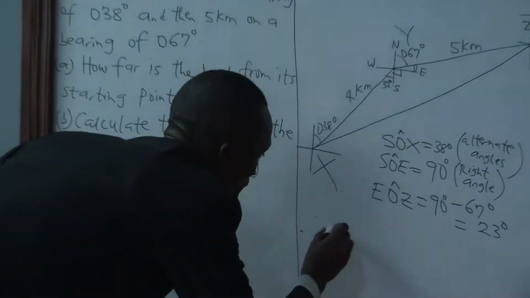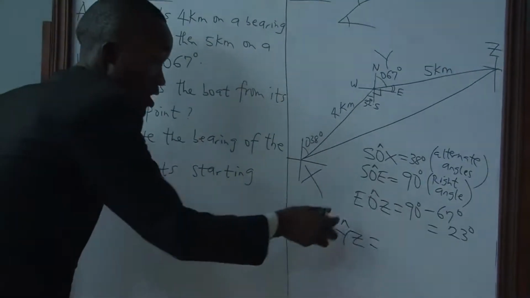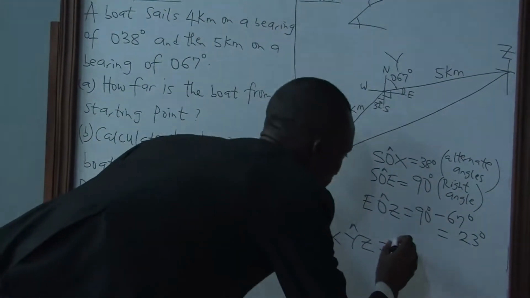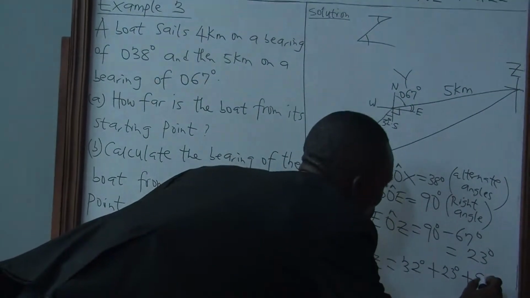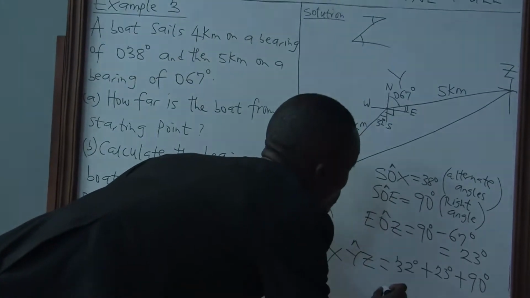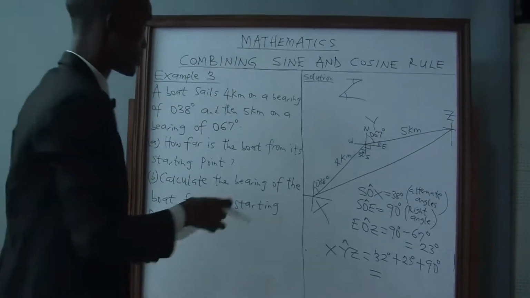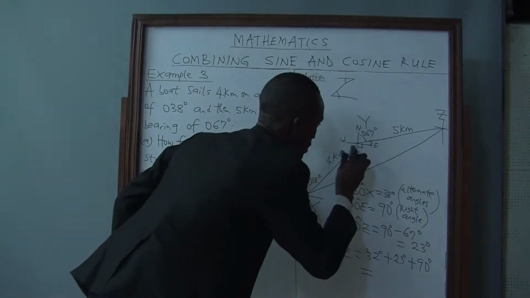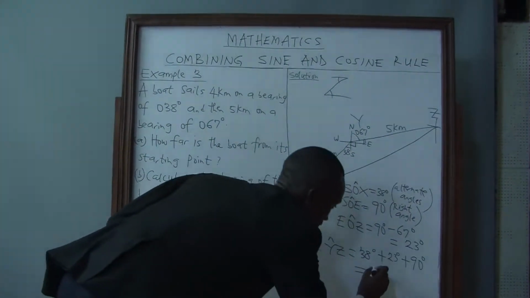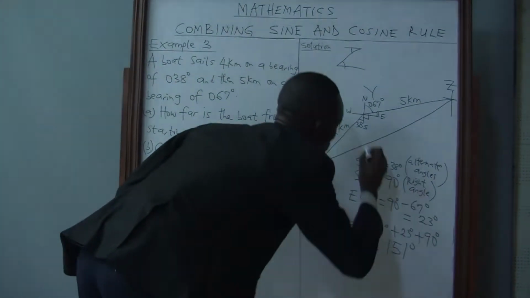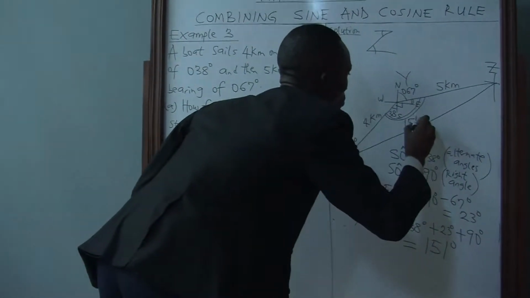So therefore we have angle XYZ. XYZ is talking about angle Y, the one at the middle. That is 32 degrees plus 23 degrees plus 90 degrees. Sorry, this is 38. We have 38 degrees. The addition of this will give us 151 degrees. So which means this angle here is 151 degrees.